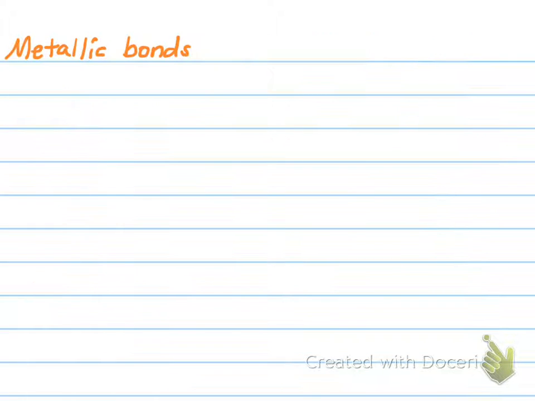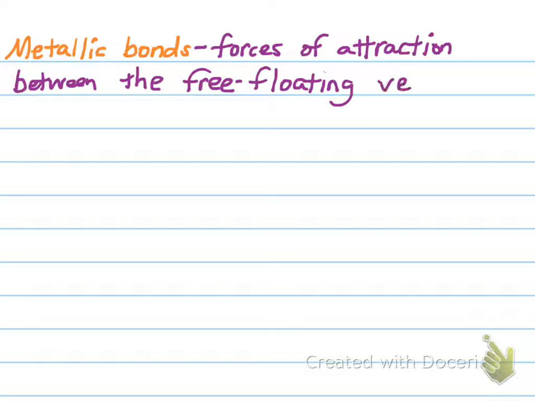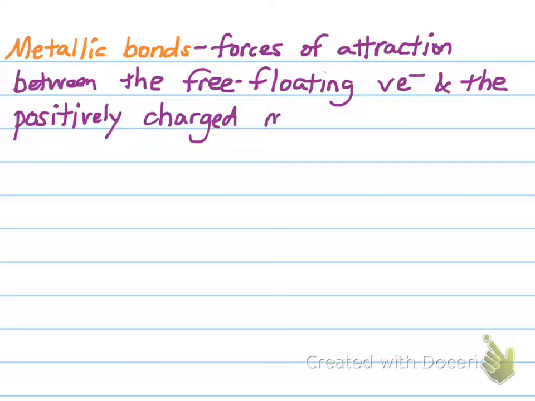So metallic bonds are forces of attraction between the free-floating valence electrons and the positively charged metal ions.